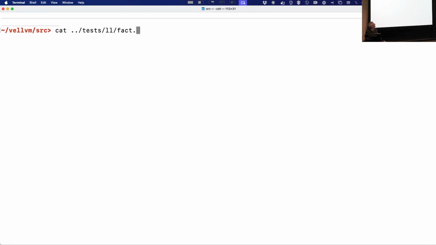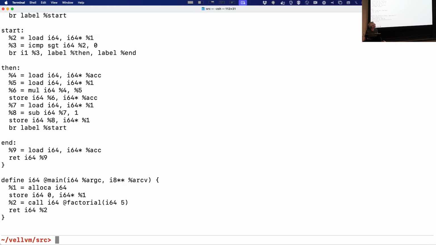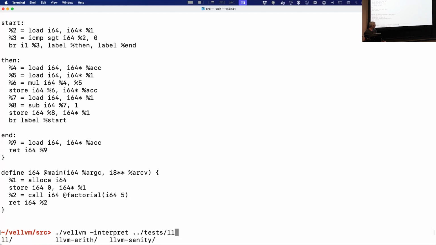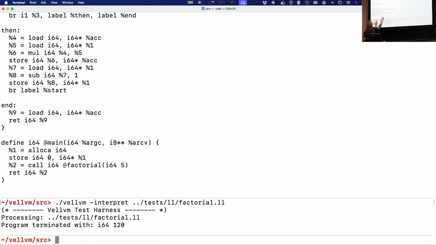So, for example, here is a factorial LLVM program. This is pretty close to the one that I showed you in the slide. You can see it's a loop, and there's a main here that just calls factorial of 5. One of the things we can do is run our Vellum semantics as an interpreter. It will happily go off, implement all that memory model, and in this case, we'll get 5 factorial, which is 120. We have lots of test cases.